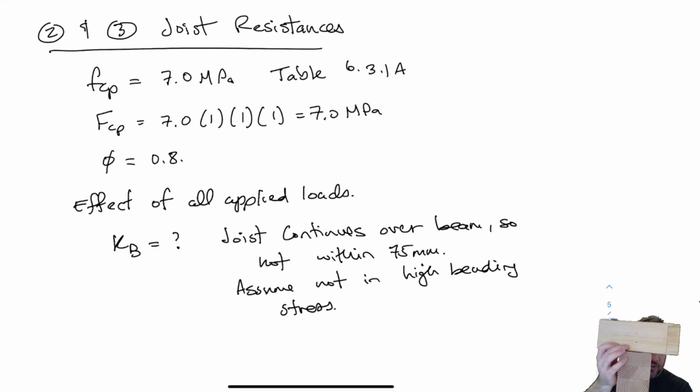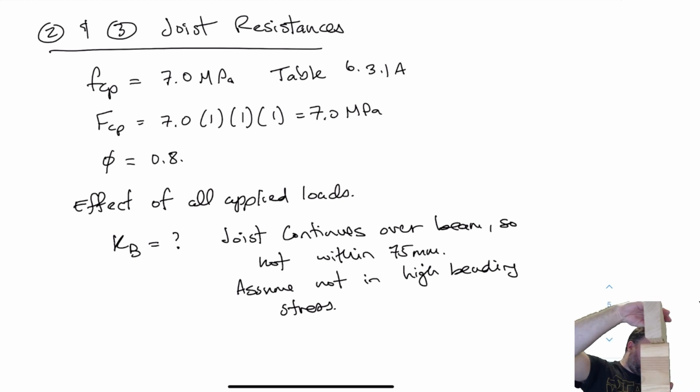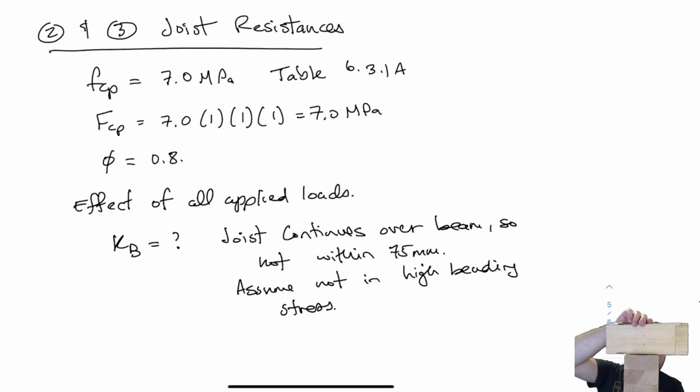So now, we can ask the question, is this within 75 millimeters of the end? Well, if I look at it from the point of view of the beam, yeah, maybe this thing is at the end of the beam, right? So for calculation of KB of the beam, I don't have 75 millimeters over here. But from the point of view of the joist, because now I'm checking the joist strength, if this joist is continuous over the beam, then that means likely I am not within 75 millimeters of the end because this joist continues. Okay, so for that reason, I could consider KB.